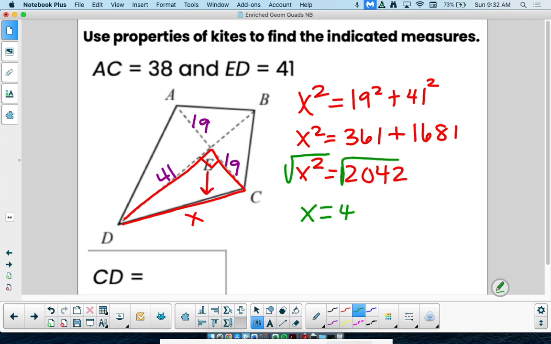X should be about 45.2. Again, if I did my math right, I kind of cruised through this. You guys will have to let me know.